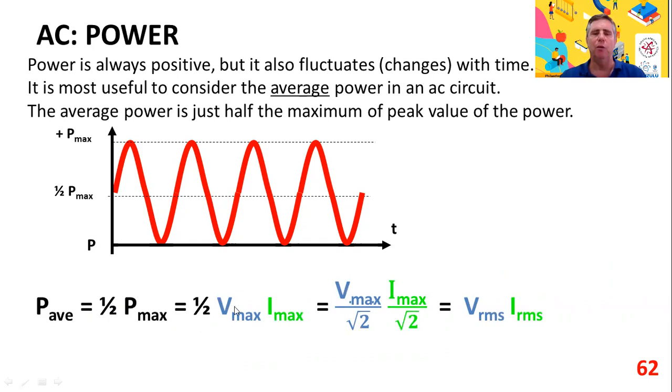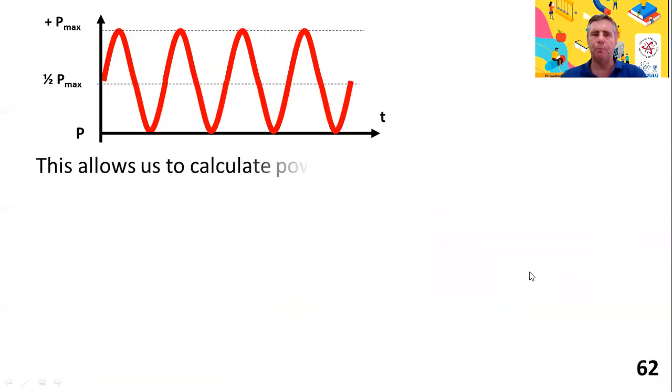Now we should know that power is voltage times current. So it's half of Vmax times Imax. And you can write this as Vmax over root 2 times Imax over root 2. But of course, we know from the previous section that Vrms is just Vmax over root 2, and Irms is just Imax over root 2. So here we have the average AC power expressed in terms of the root mean square voltage and current. This allows us to calculate power in an AC circuit, which is very useful.